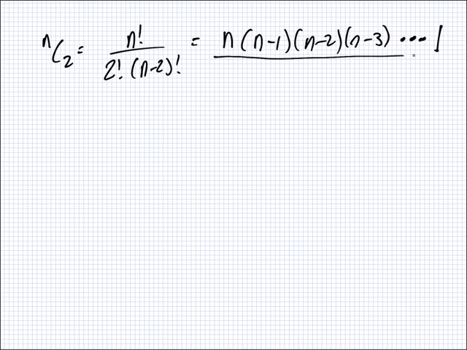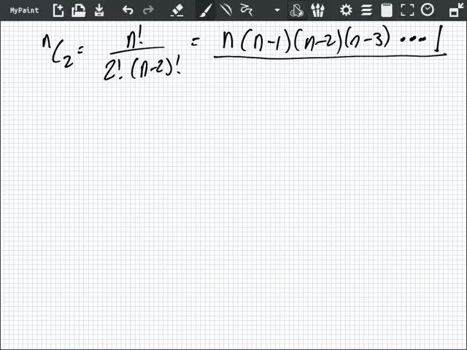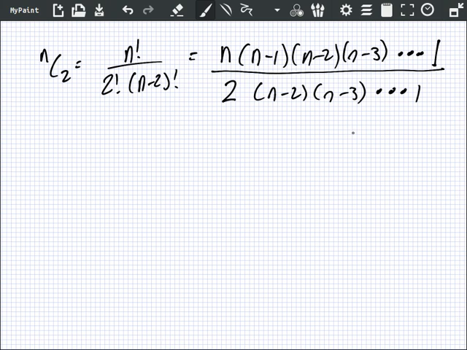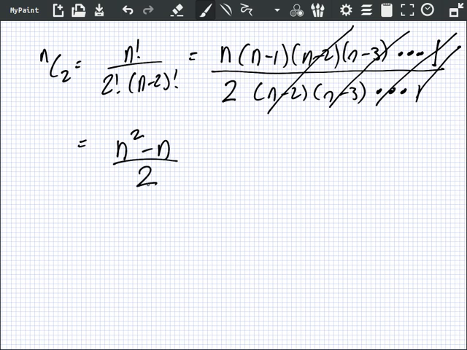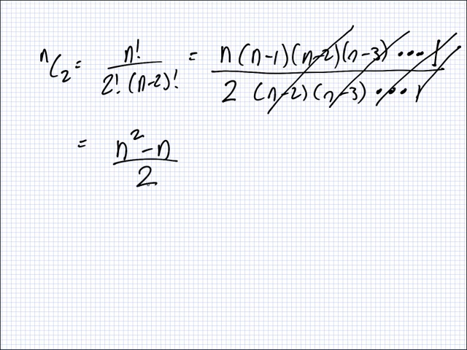And then on the bottom, 2 factorial is 2. And then n minus 2 factorial is n minus 2, n minus 3, dot, dot, dot, 1. Cancel, cancel, cancel, cancel. So you're just left with n squared minus n over 2. That's all you're left with. You can test it out.